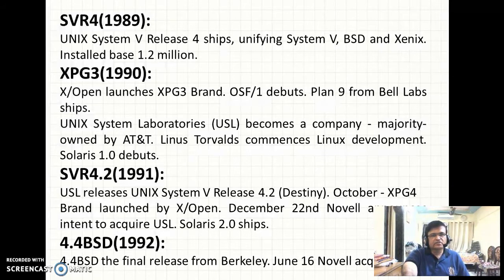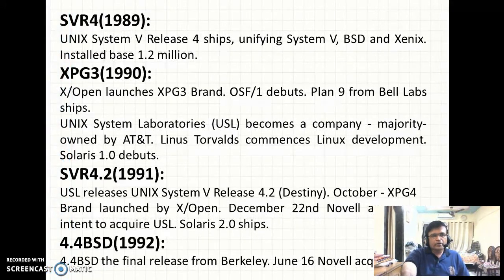Then came XPG3 in 1990. X/Open launches the XPG3 brand, and OSF/1 debuts in this period. Plan 9 from Bell Labs was shipped. Unix System Laboratories becomes a company majority owned by AT&T. Linus Torvalds commences Linux development and debuts, and Solaris also has its debut during this period.